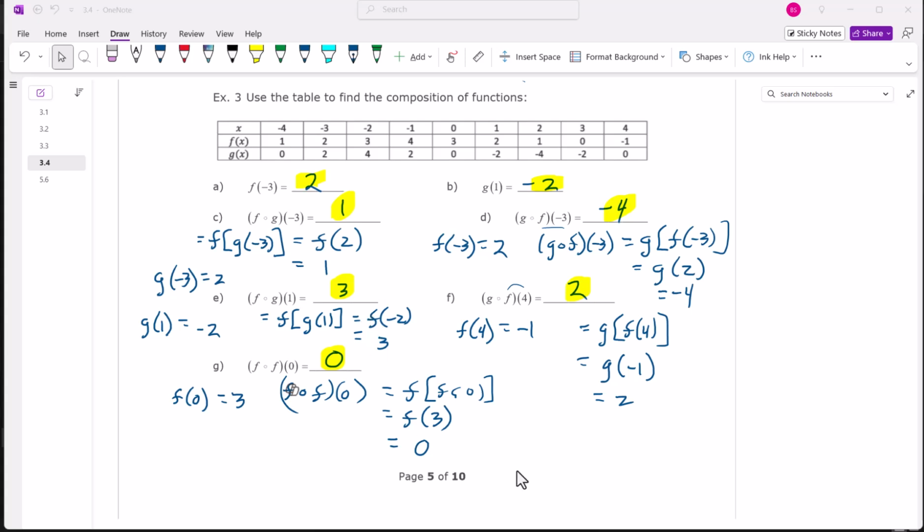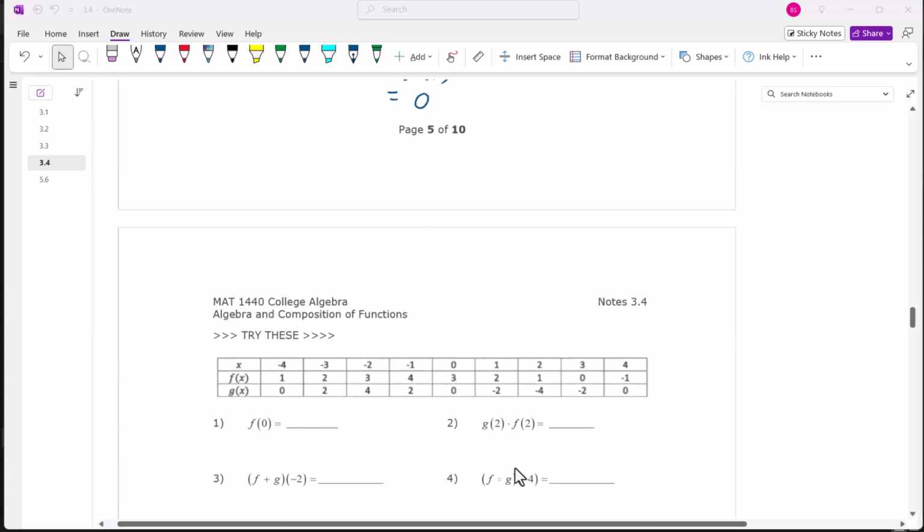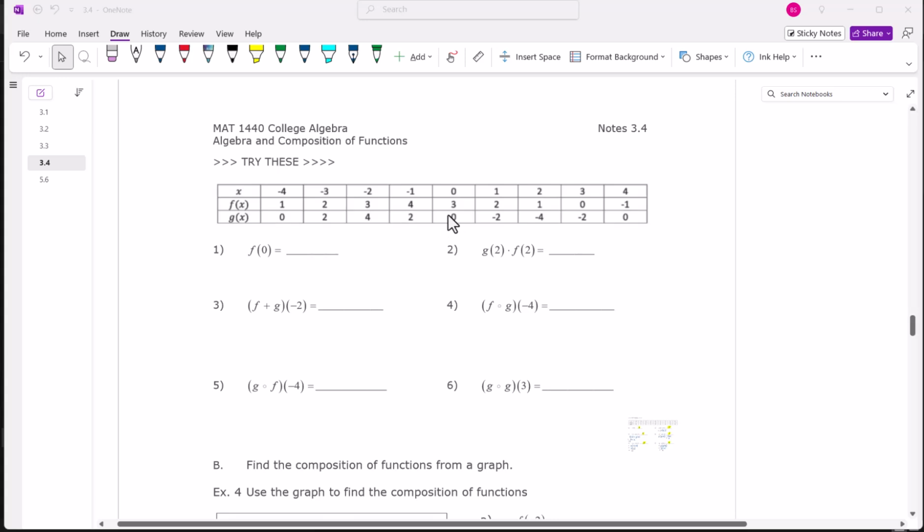Okay, so what I'm going to do is go to the next page, and I'm going to have you guys go ahead and do these problems. Just go ahead and pause the video right now, and when you're ready to check, resume.